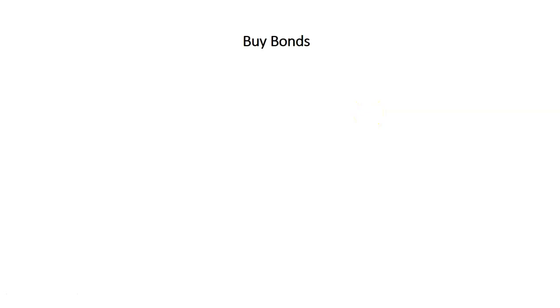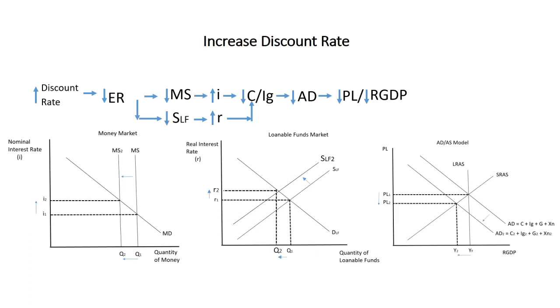Another tool of monetary policy is buying of bonds. Now, the buying of bonds, this is an example of expansionary monetary policy. The increasing of the discount rate was contractionary monetary policy because you had a decrease in real GDP.